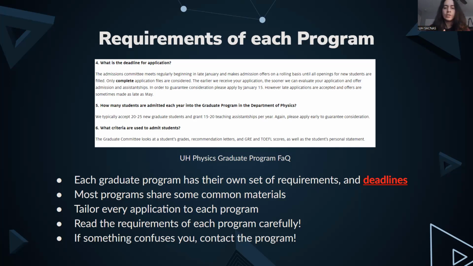I know it seems easy to just send a blanket application or stuff like that, but unfortunately with grad school, there's no common app like there is with undergraduate applications. And if something confuses you, they might have something in their FAQ, but I would recommend reaching out and talking to some of the admissions officers because they would be able to give you up-to-date information.